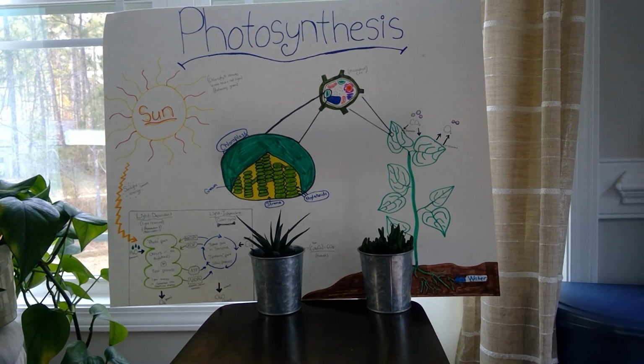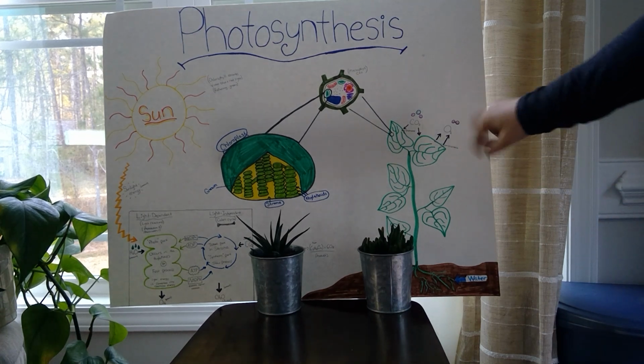Photosynthesis. Photosynthesis is the conversion of light energy to chemical energy that is stored into sugars and other organic compounds. It occurs in plants, algae, and certain prokaryotes. So as you can see here, my crude drawing of photosynthesis, I have a plant here with the leaves.